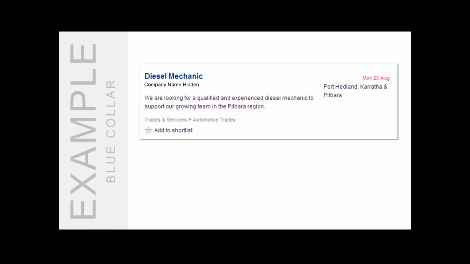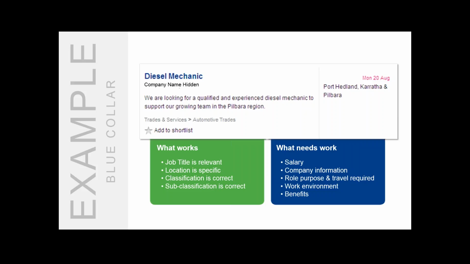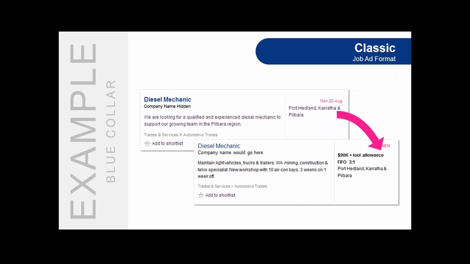Blue collar, so this is the diesel mechanic example that I referenced a little bit earlier on. We're just saying we want a qualified person in this region. So what we want to do is talk more about the types of trucks or trailers or equipment that they'll be using, some salary information, what the working environment is actually like, and what sort of benefits I would get. So we want to tell them how they're going to get paid and what sort of allowances they've got.